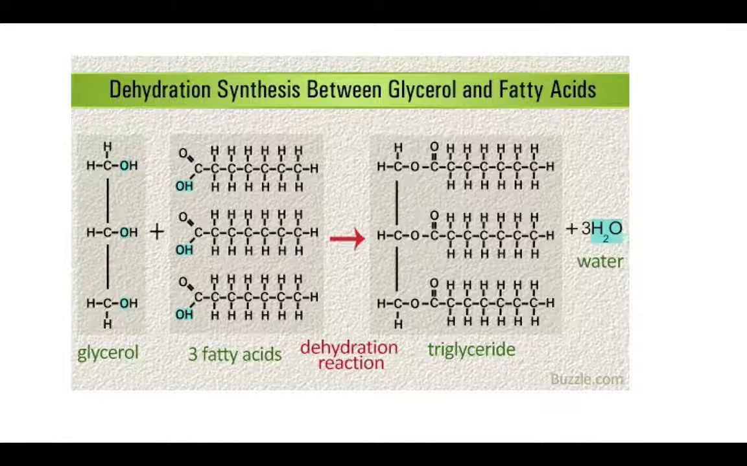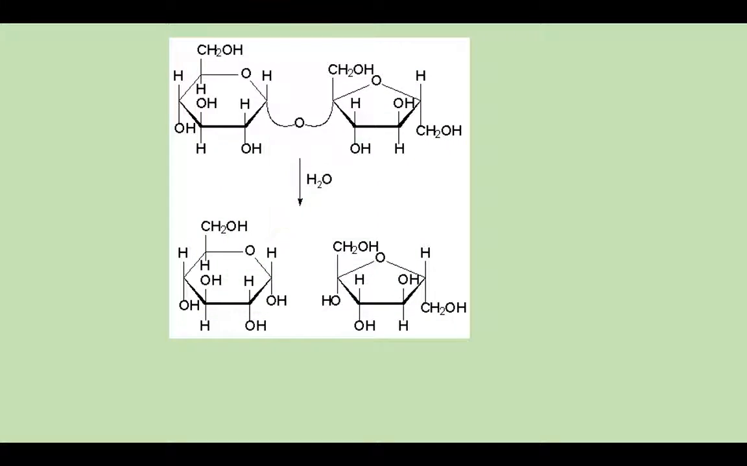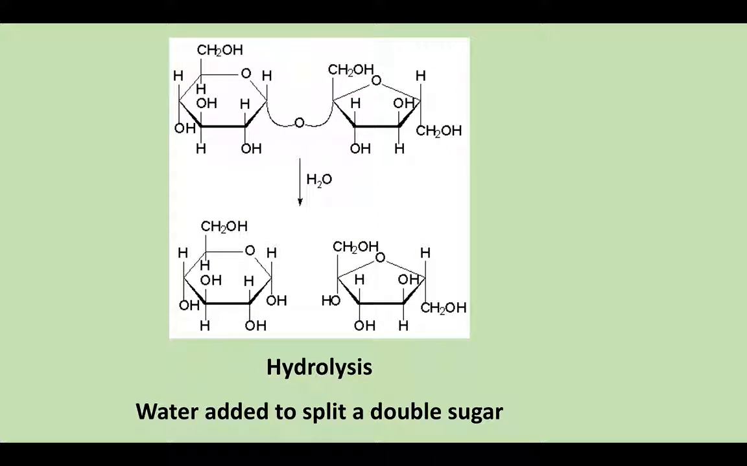Here is an example of dehydration synthesis. You have a glycerol, and you have 3 fatty acids coming together through dehydration synthesis, forming a triglyceride. And as you can see, water is released as a byproduct in the process. This is an example of the opposite. This is hydrolysis. In this case, water is added to split a double sugar.